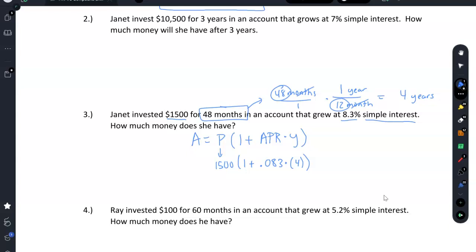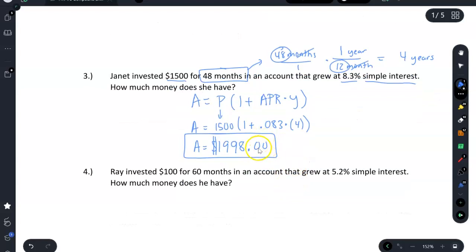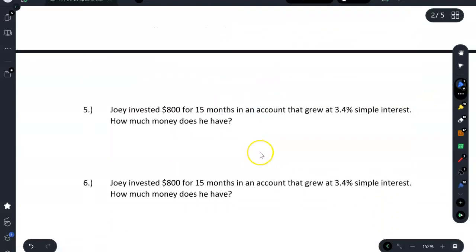Okay, so now I have 1,500 parentheses 1 plus 0.083 times 4. Close your parentheses. Close them twice if you wrote it the way I did it. And I get A is equal to, and that was what it was equal to the whole time, 1998. And once again, I don't have any cents with this one either. Okay, so if you get a decimal, just make sure you round to the nearest cent.